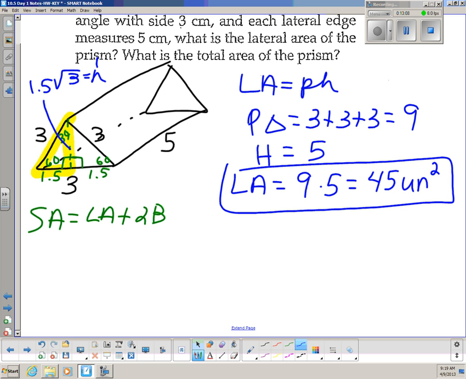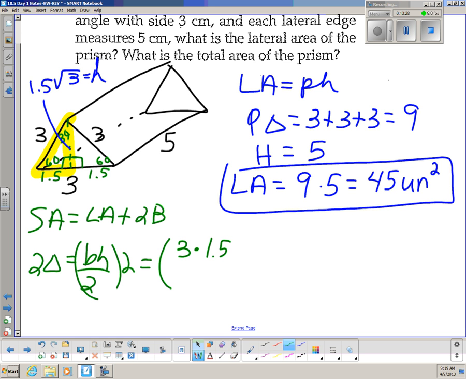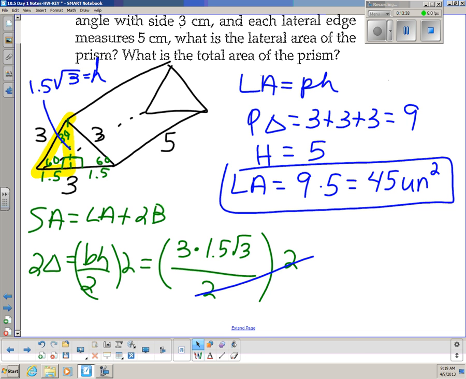So then when we calculate the area of the two bases, don't forget that the two bases are triangles. So we've got the two triangles, which is base times height divided by 2. We're going to double that, which means we basically have the base of the triangle is 3. The height of the triangle is 1.5 radical 3. We're going to divide that by 2, and then we're going to double it. Essentially what happens is these twos would cancel each other out. So then the area of the two triangles ends up being 4.5 radical 3.